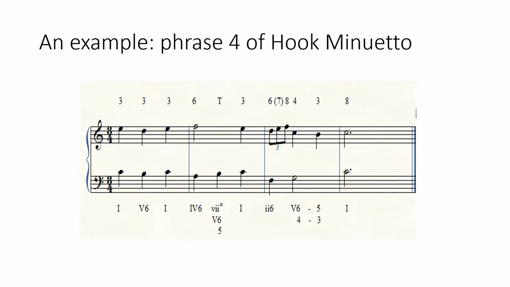So let's look at an example. I've chosen phrase 4 of a Hook minuetto that has been very popular for years. It's in the key of C major, everybody's favorite sight reading key. So when we analyze our intervals, we notice that the opening bar has 3 threes in a row and gets us going on lots of consonant intervals.